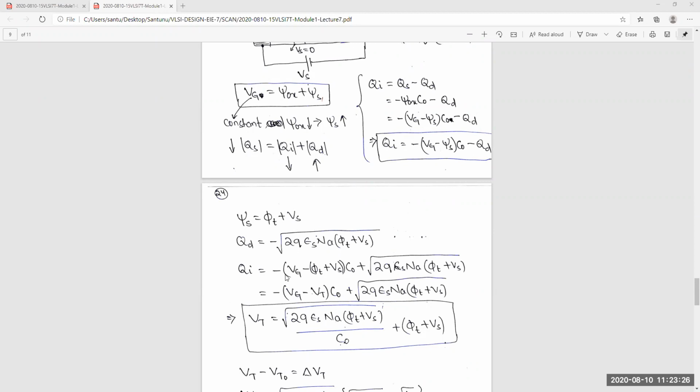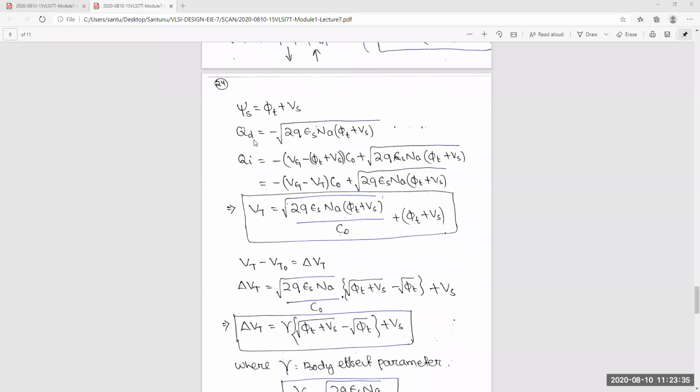Now if you replace these things in all the equations, what will you get? Initially we calculated Qd as the square root of 2q epsilon s Na phi t.